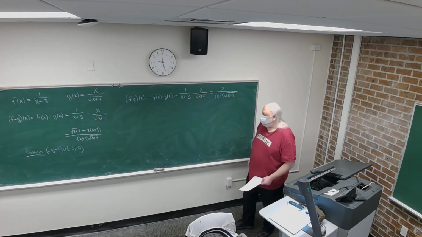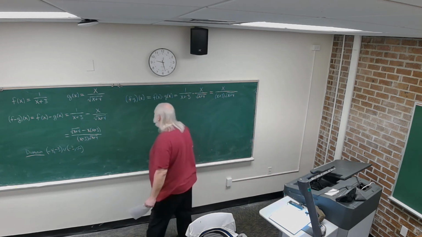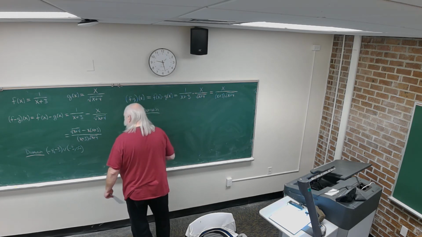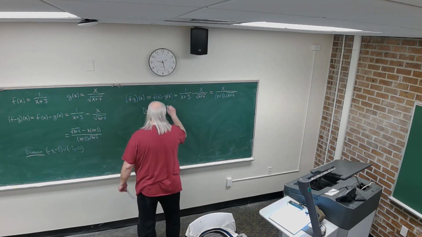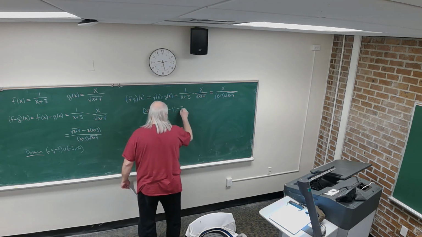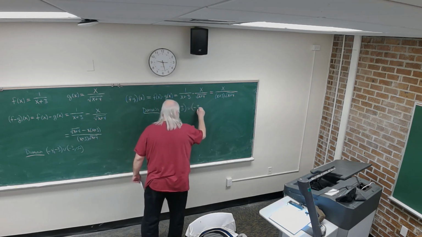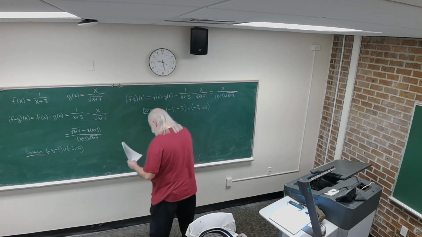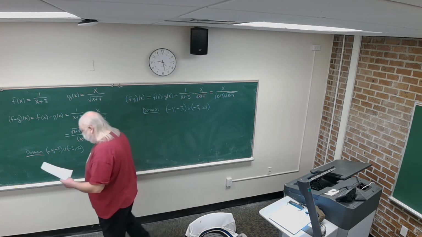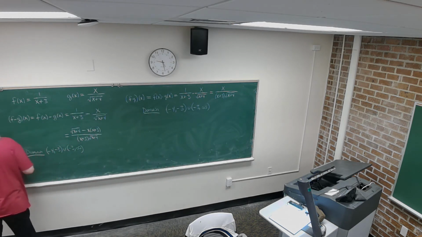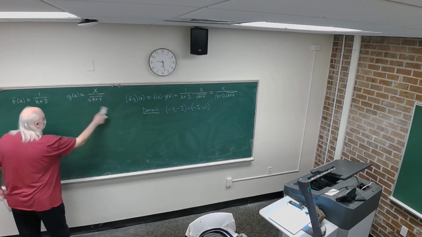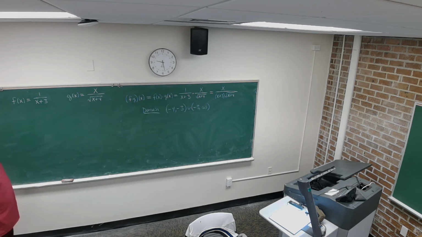And the domain for f times g of x is the same as f plus g of x and f minus g of x. Minus 4 to minus 3, union minus 3 to infinity. All right, so any questions on fg of x?